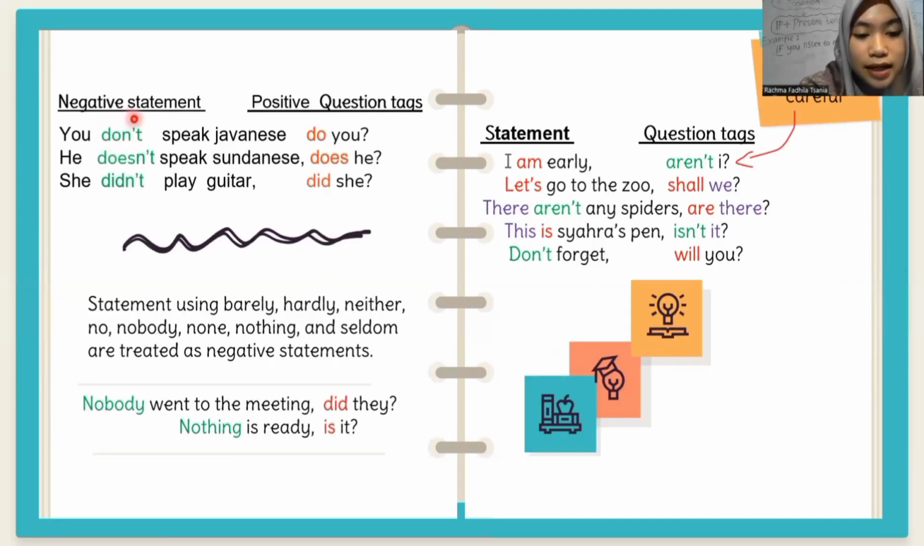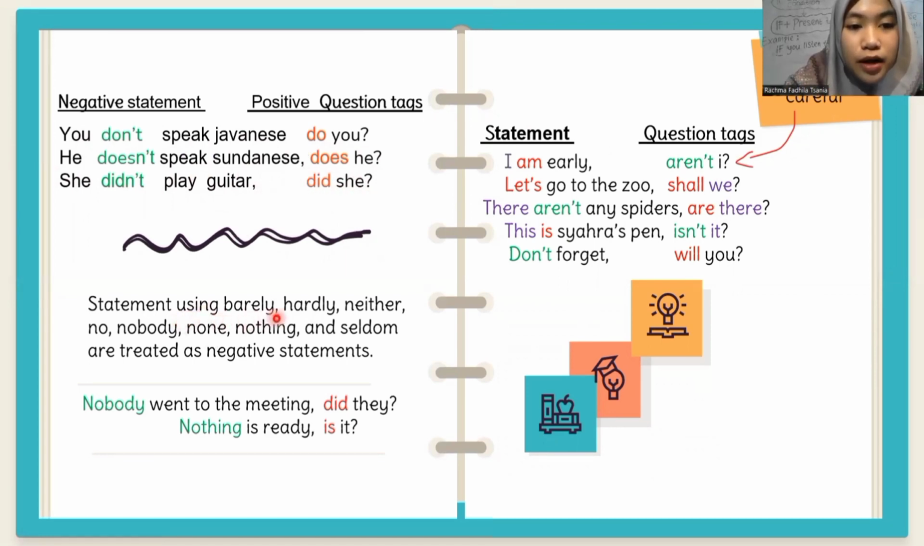When the statement has don't, doesn't, or didn't in it, you just remove the negative and the apostrophe t to make it a positive question tag. You don't speak Japanese, do you? He doesn't speak Sundanese, does he? She didn't play guitar, did she?